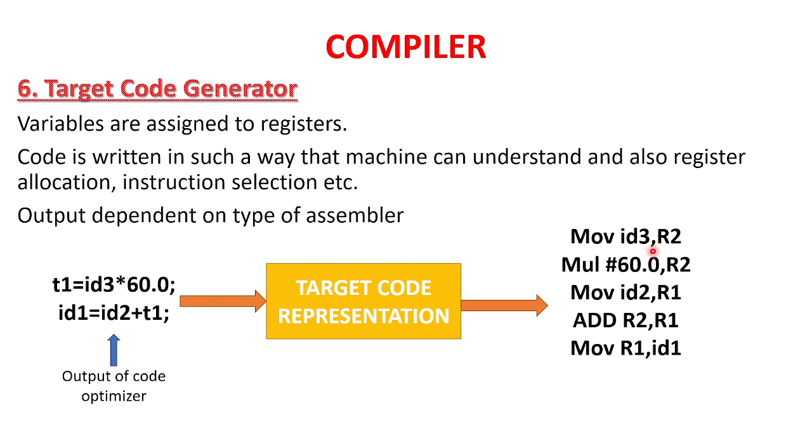Like this: move id3 comma R2. So id3 is moved to R2. Then multiply 60 to R2. Move id2 to R1. Add R2 to R1 and move R1 to id1. So here assembly level mnemonic codes, or assembly level programming, are used to generate the target code or to do the target code representation. So variables are assigned to registers. Code is written in such a way that the machine can understand it, along with register allocation, instruction selection, etc. So the output depends on the type of assembler you are using.